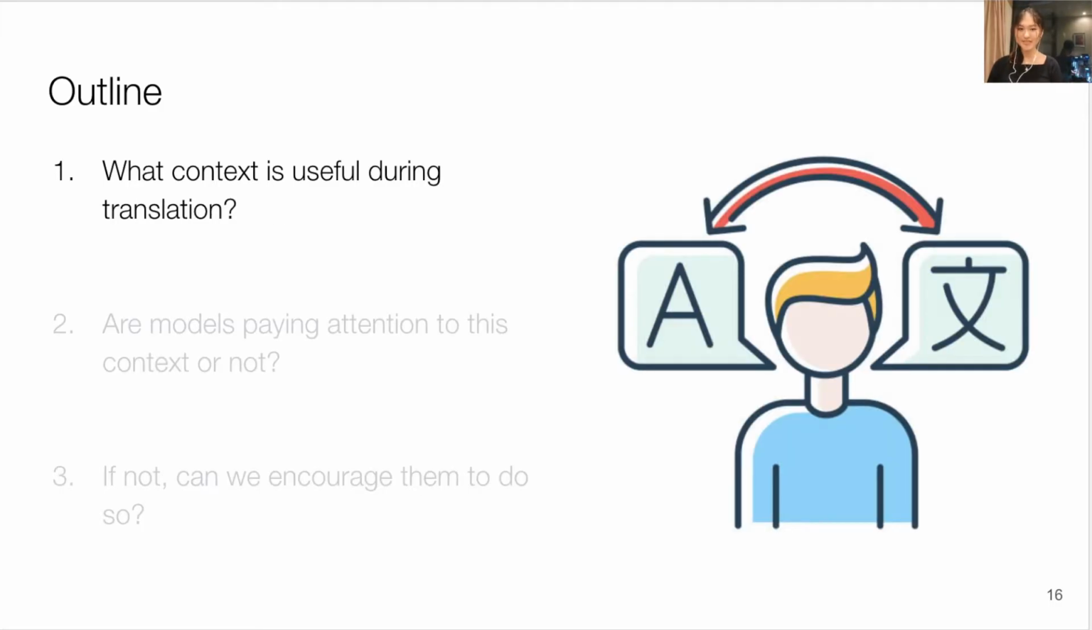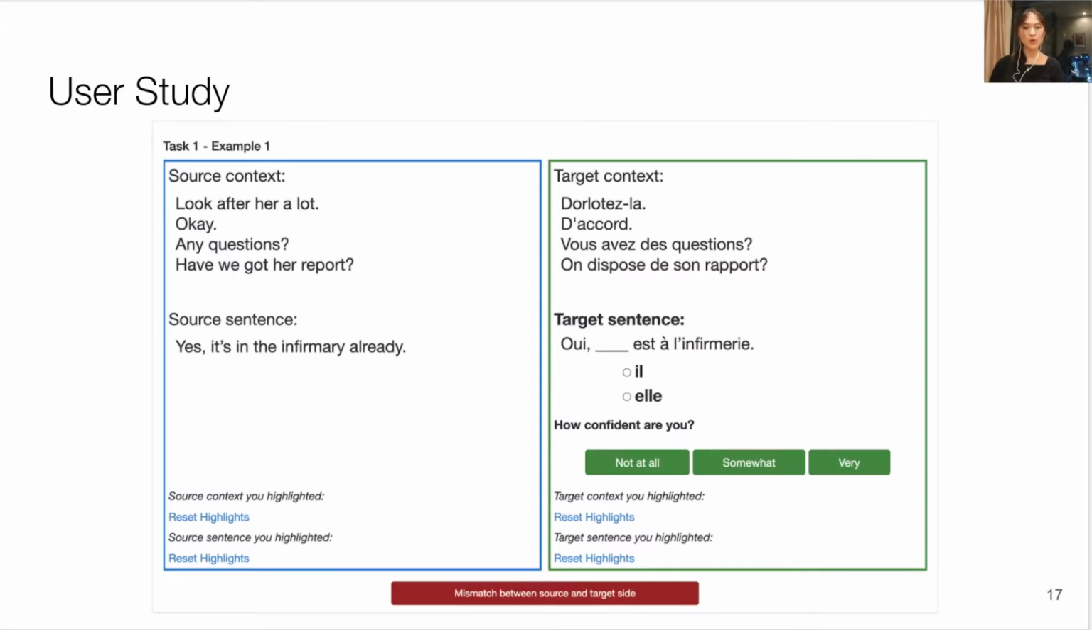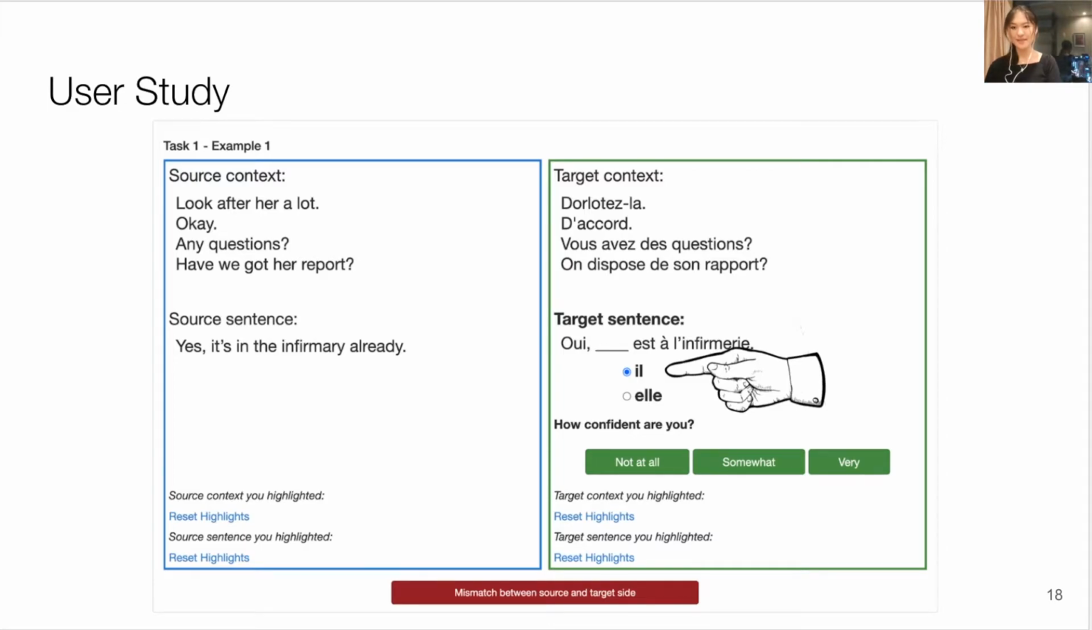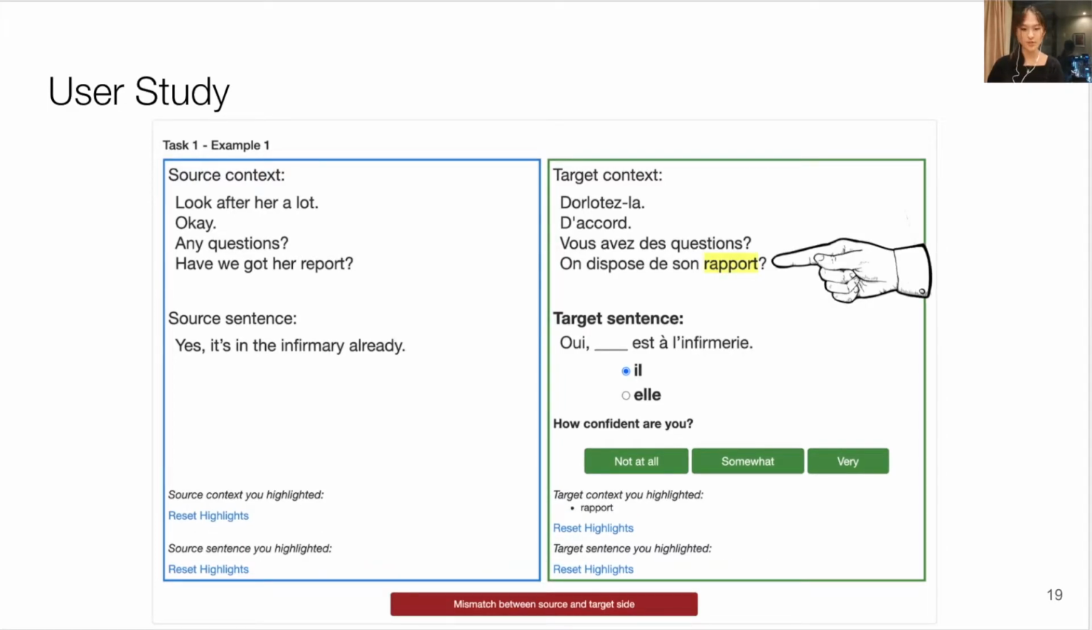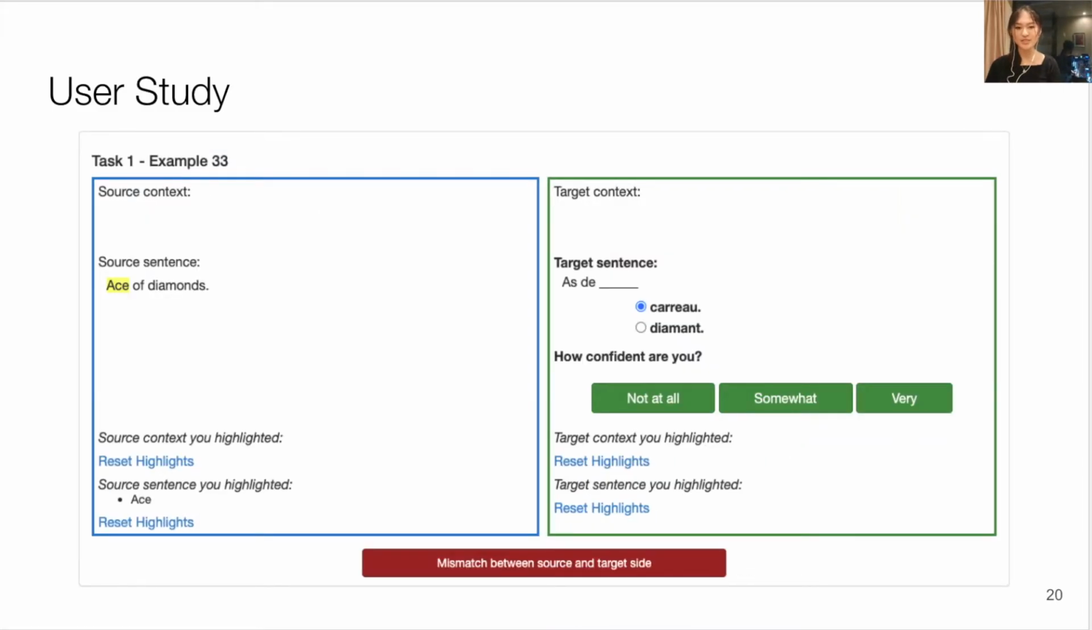So first, we conducted a user study to collect the supporting context words that human translators use for disambiguation. We asked 20 professional English-French translators to select the correct translation and then highlight all the supporting context words that they used to answer. And we performed this study for 2 tasks. So first, for pronoun anaphora resolution, where they choose the correct gendered French pronoun that is associated with a neutral English pronoun. And then for word sense disambiguation, where the translator chooses the French translation for a polysemous English word.